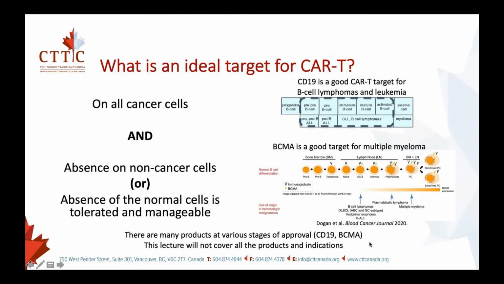Now, there are many different products at various stages of approval. As I've mentioned, CD19 and BCMA are the furthest advanced along this way. But this lecture won't really cover all the products and indications. And I would encourage you to talk to your hematologist or oncologist about whether products for CAR T are right for you at that current point in time.